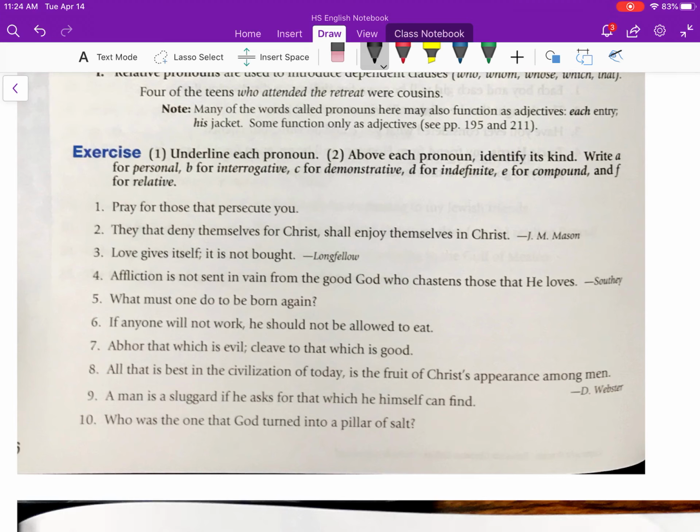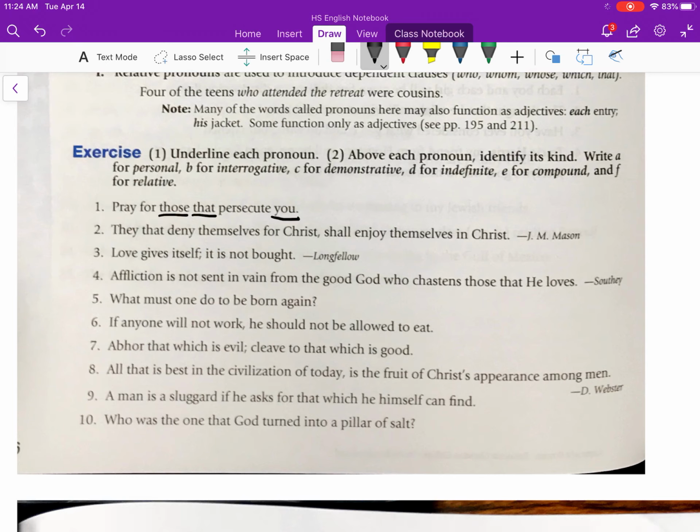Pray for those that persecute you. All right, so let's look for the pronouns. The easiest one that will pop right out is you. Okay, that's an easy one. But there are actually more. In this case, there's also those. Pray for those, and that. Pray for those that persecute you. Okay, so let's go back and get the obvious one here.